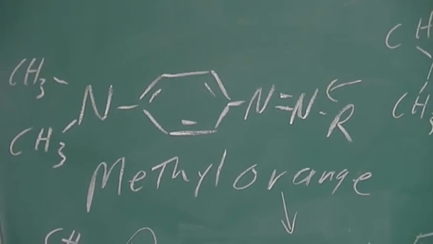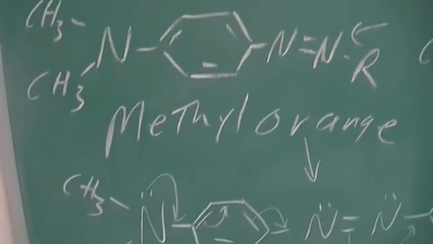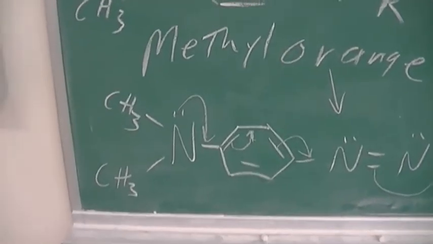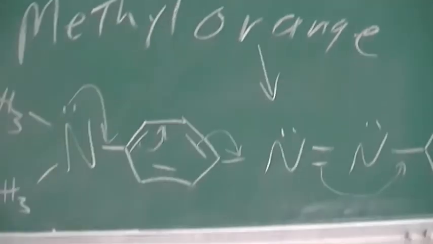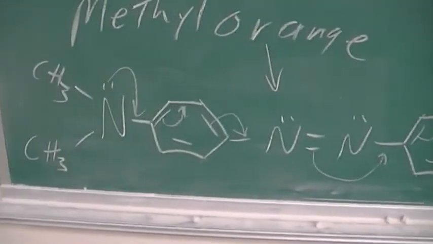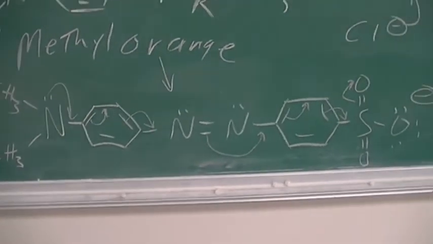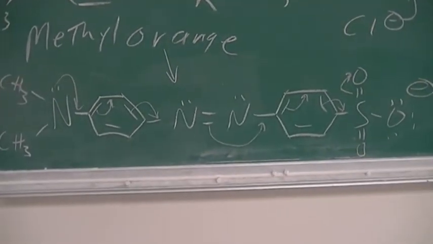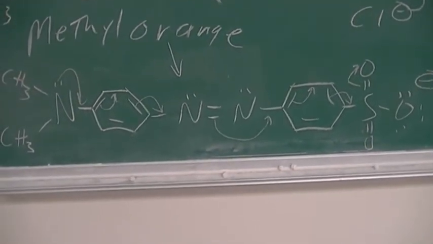All right, so now with methyl orange, I put the R group back in. So here's the R group. I just rewrote the same methyl orange, except I put in the R group. So there is the actual structure of methyl orange.